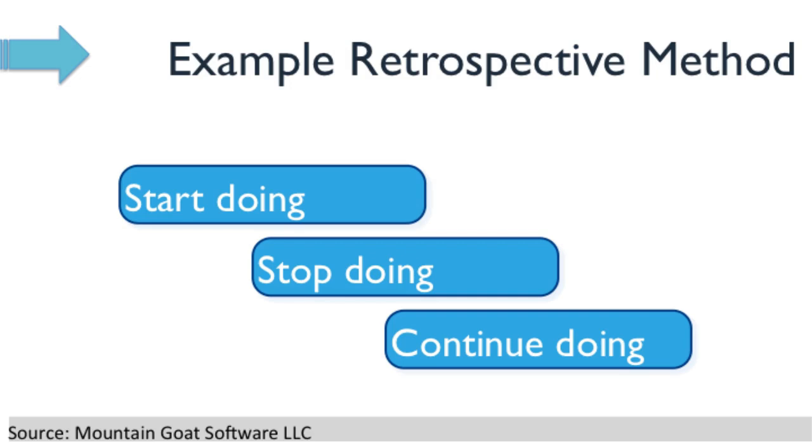There's a few other ways that teams like using as well, like what they're sad about, what they're mad about and glad about, what they'd like to repeat and what they'd like to avoid, and even the 4 L's, what they liked, what they lacked, what they learned, and what they longed for.